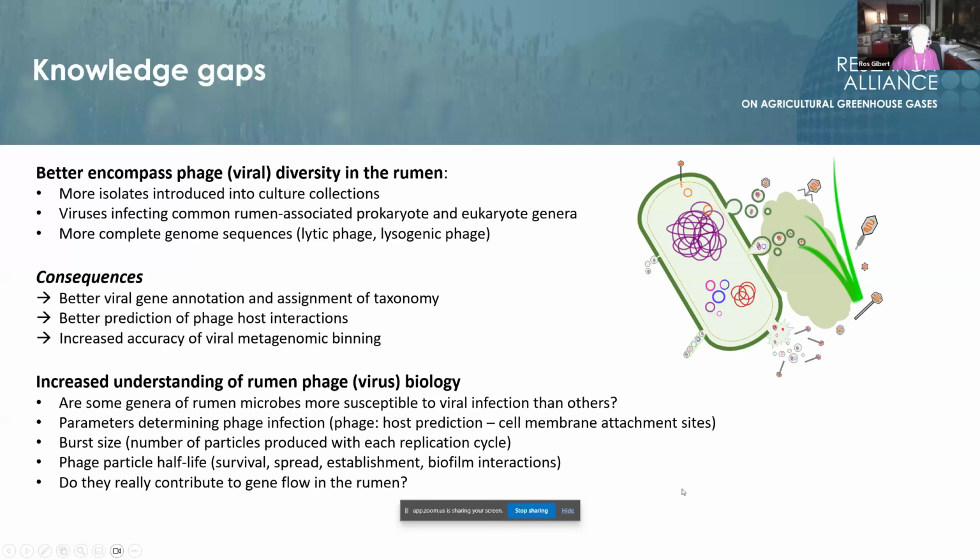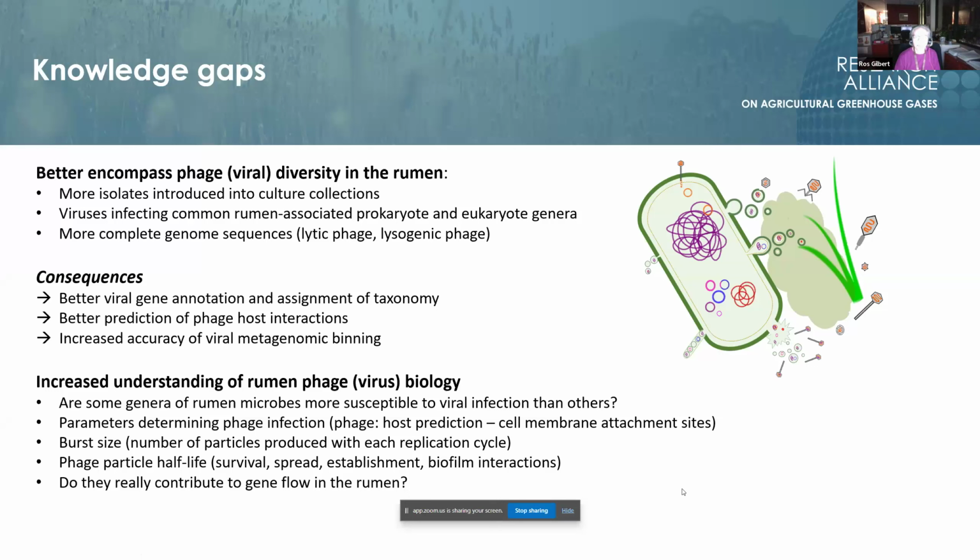And we also need cultures to better understand rumen phage or virus biology. There are some genera of rumen microbes that are maybe more susceptible to viral infection than others, but we don't really know that. Parameters determining phage infection.